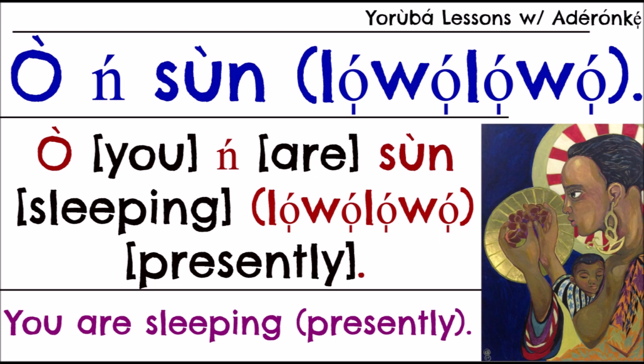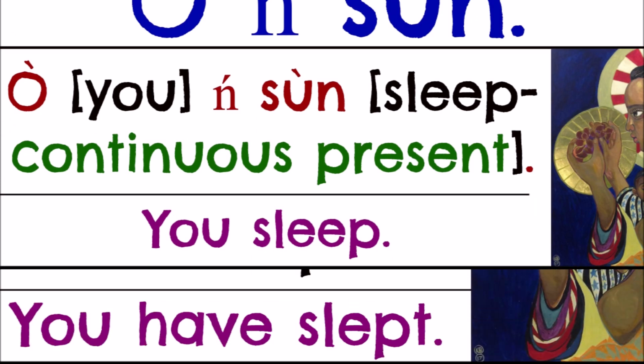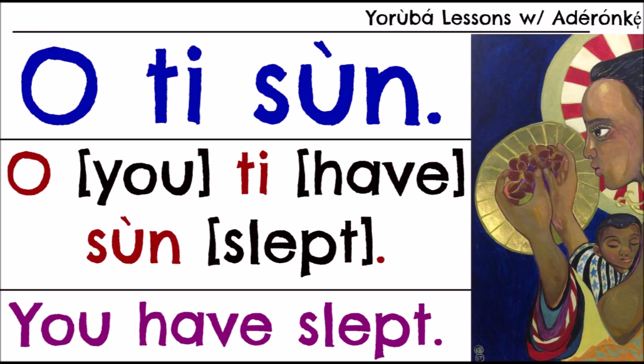Lọ́wọ́lọ́wọ́ means presently. Ó ń sùn lọ́wọ́lọ́wọ́, you're sleeping presently. So that's how you would state that you're sleeping presently. Ó ń sùn or ó ń sùn lọ́wọ́lọ́wọ́. If you want to say you sleep, it's in the continuous sense. Sleep is something that you do. You sleep. Ó ń sùn. But you do sleep. Ṣé bó ń sùn? Don't you sleep? You sleep. Ó ń sùn.